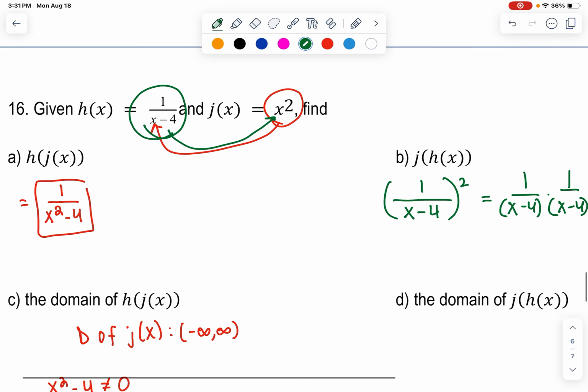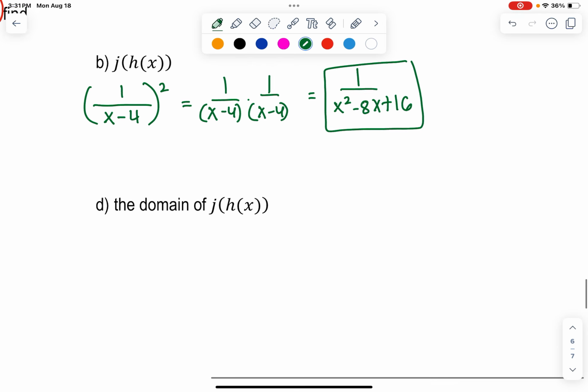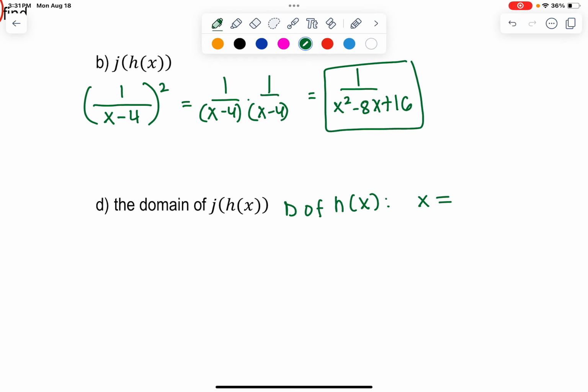So if you look at h of x, the denominator cannot be equal to 0. So domain of h of x, the denominator cannot be equal to 0, so x cannot be 4. So x can't be 4. How does that look in interval notation? It can be anything less than 4, and it can be anything more than 4.